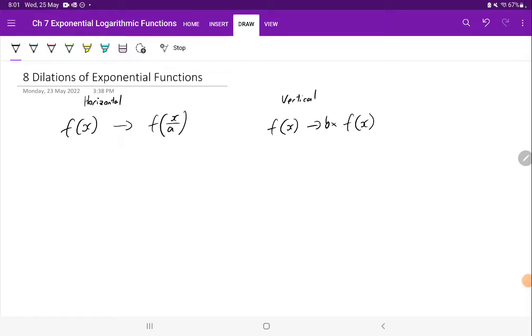Well, now we need to have a think about what's going to happen to a function. So if I have a function, let's use a different constant for our base, say y is equal to k to the x, well then it would become y is equal to k to the x on a. Or if we were doing a vertical dilation, k to the x would become y equals b times k to the x. So those are basically the two different types of dilations we have. So let's have a look at how we work these things out in practice.